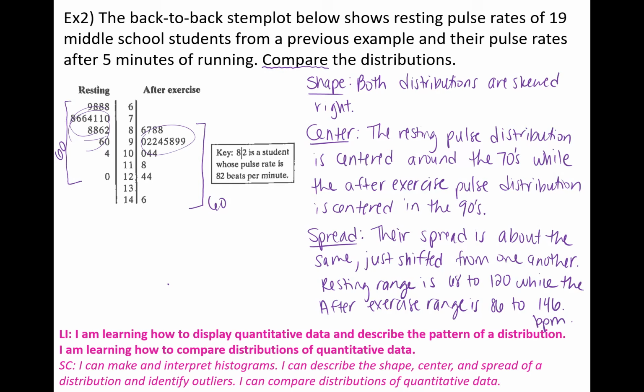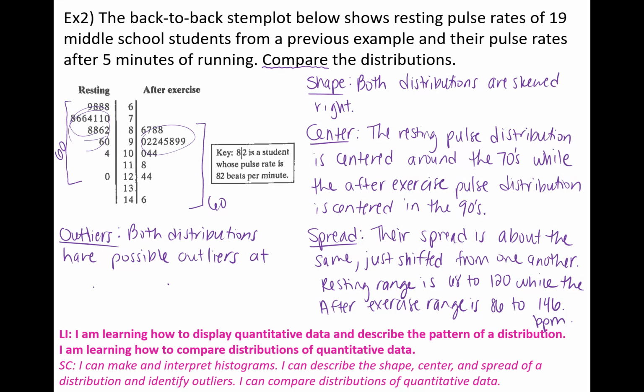The last thing is when we are comparing, not only do we talk about shape, center, spread, but we want to make sure to talk about any outliers. So I'm going to mention, if I look at my data here, it looks like both distributions have possible outliers. Notice here I am saying possible again because we don't know for sure.